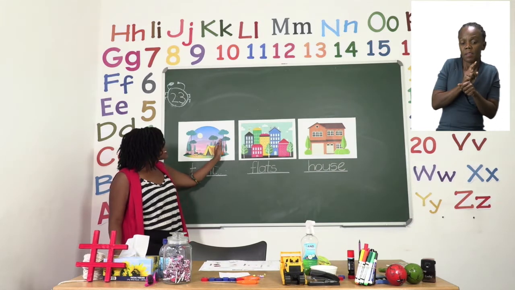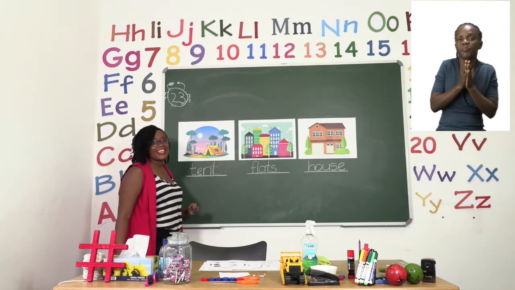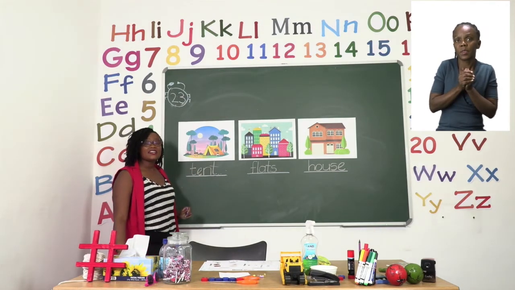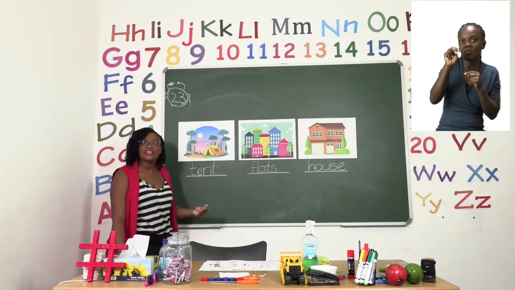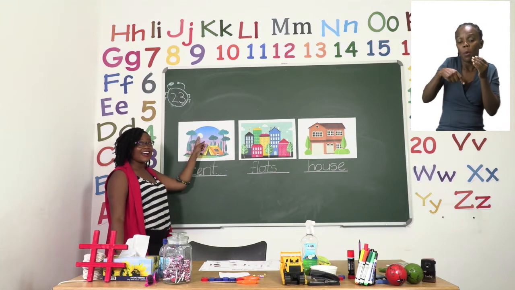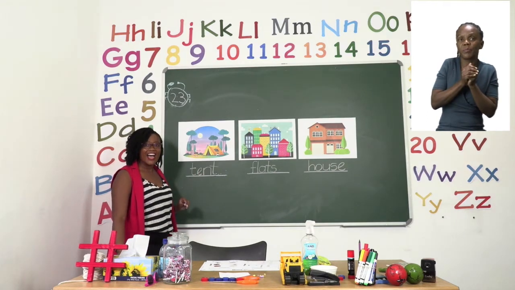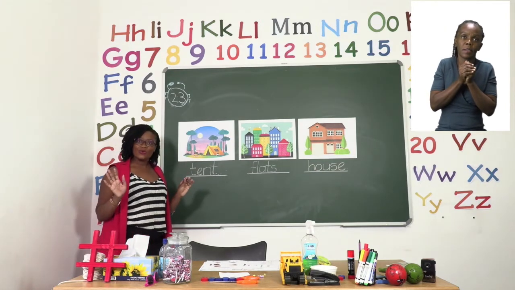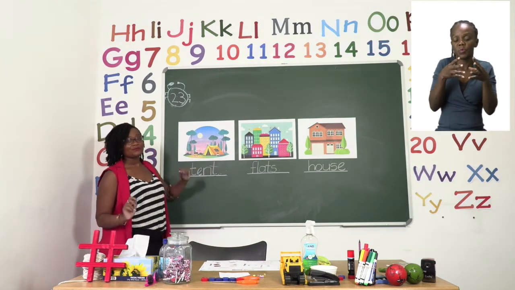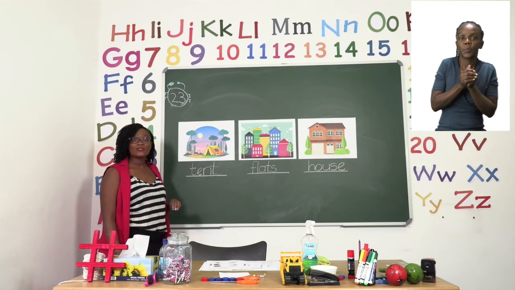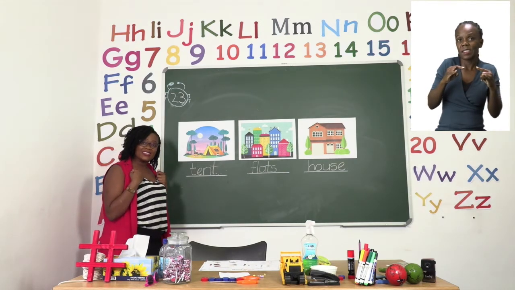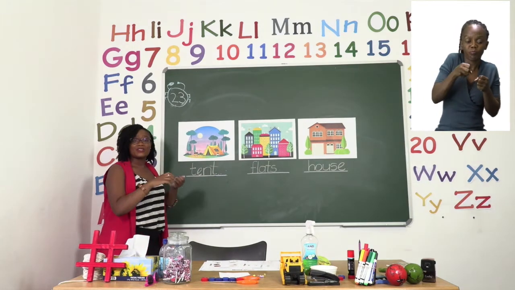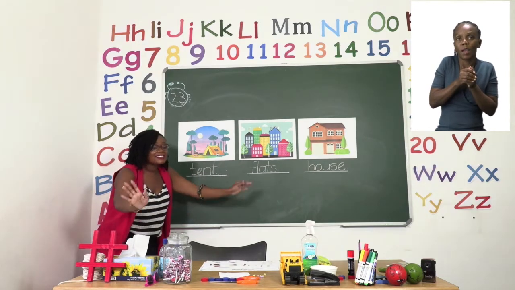Now, the first one that you can see that I'm standing next to is a tent. A tent is somewhere where people can live because they are outside or they have gone for camping. When it is now night time, they need to find shelter. And the type of shelter they can find outside where it is warm and dry is a tent. Now, a tent is a type of house that you can also carry with you because you can pack it up and put it in a special bag. And then you can take it out of that bag and lay it down again.